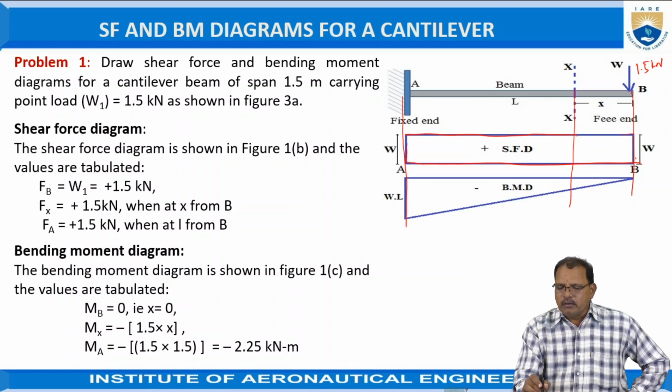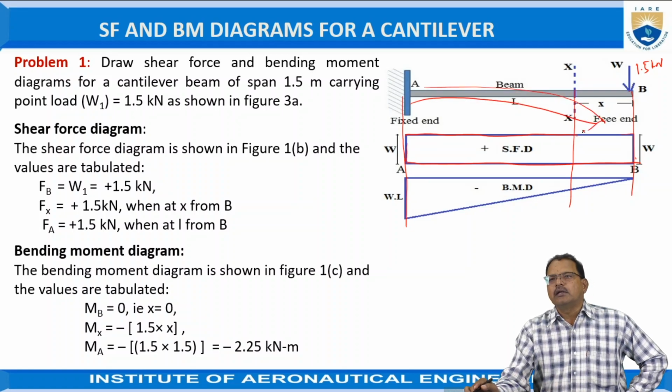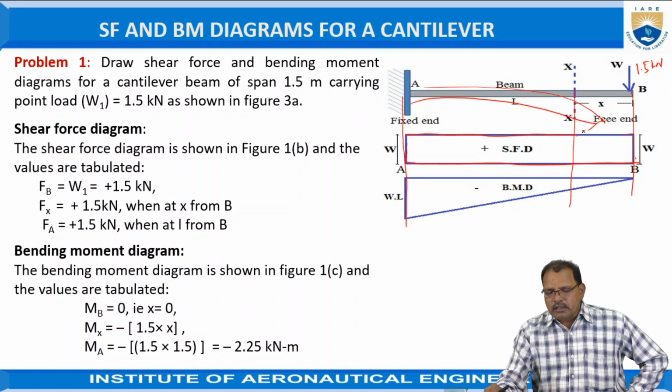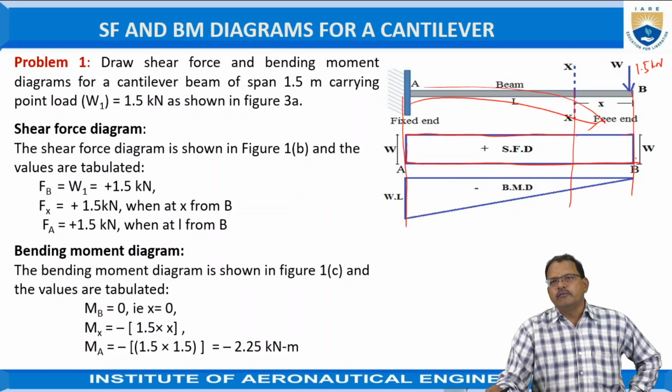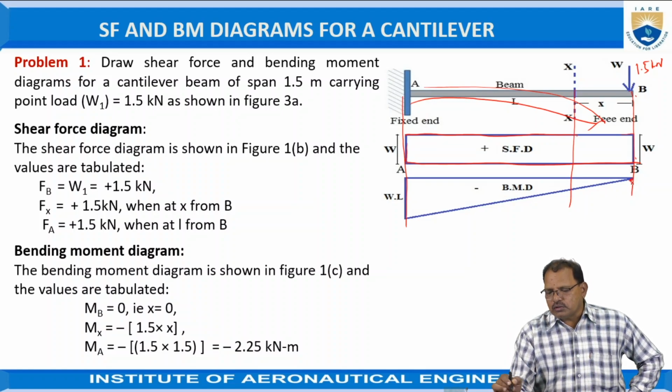But here, the beam bends in the form like this. Hence, this effect is called the hogging effect. The bending moment is treated as a negative value now. Hence, for the cantilever beam, the bending moment is always negative. So the bending moment at the free end is equal to 0. At a distance of x, it is force into distance, that is W into x.